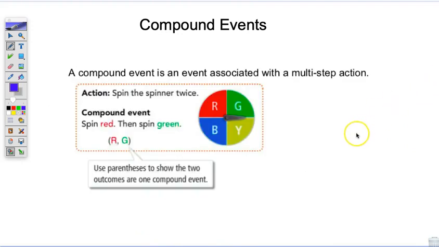A compound event is an event associated with a multi-step action. The word compound means more than one. So let's say you spin a spinner twice and you get red and then green. When we record the results, we can put those in parentheses to show that the two outcomes are one compound event.